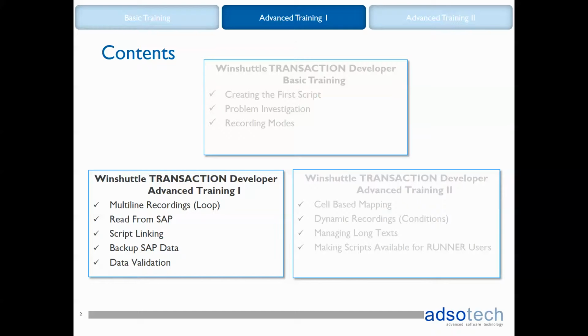These packages are designed for new Winshuttle Transaction users with a developer license. We are now in the Advanced 1 training package, which includes multi-line recordings, reading from SAP, script linking, taking backups, and data validation. This is the fourth and last part of that package, concentrating on how to take backups and validate data. Let's dive in.